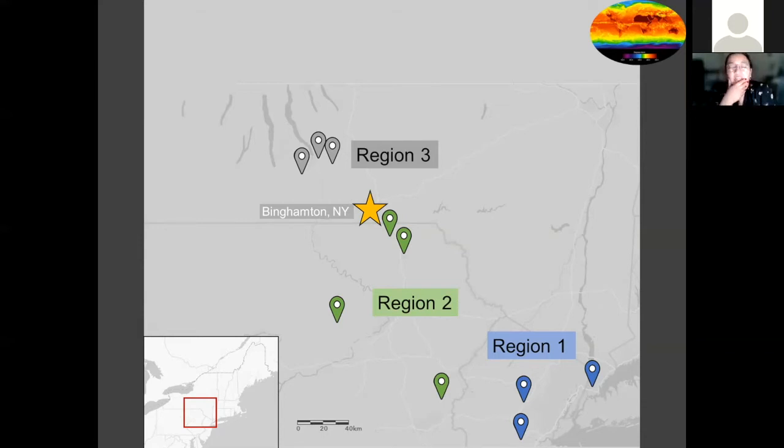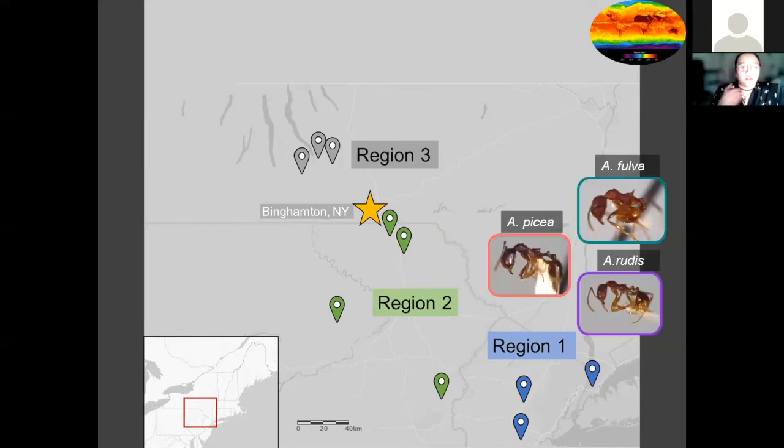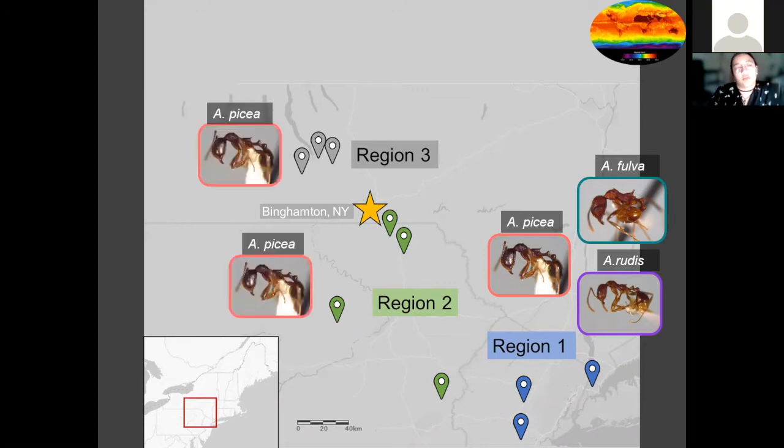One of the things we find across this region, as I alluded to earlier in the talk, is that there are different Aphaenogaster species present. So here in region one, we actually had three different Aphaenogaster species, the keystone ants: Aphaenogaster picea, fulva, and rudis. All three of these are considered dispersers. Whereas in region two and region three, we only found one species, Aphaenogaster picea.